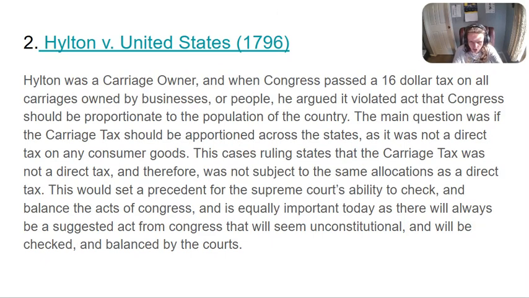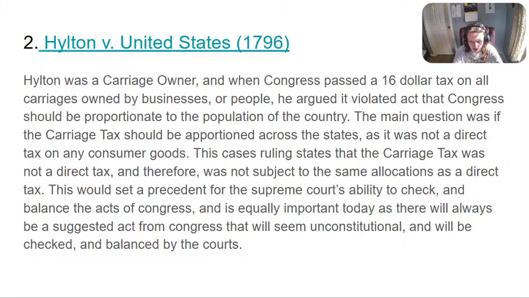The main question was if the carriage tax should be apportioned across the states, as it was not a direct tax on any consumer goods. The court ruled that the carriage tax was not a direct tax, and therefore was not subject to the same allocations as a direct tax.